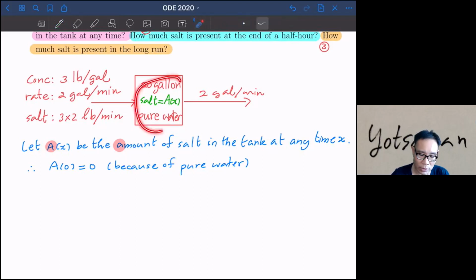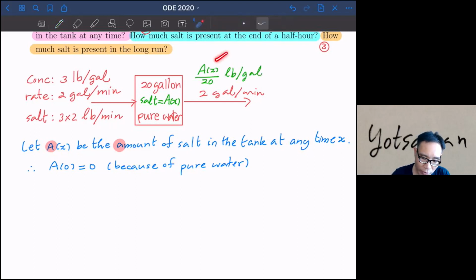So the amount of water is 20 gallons, and the salt is equal to A(x). The concentration of the brine is just basic chemistry: the amount of salt over the amount of water. So that will give you the concentration. This one is going to be A(x) over 20 pounds per gallon.